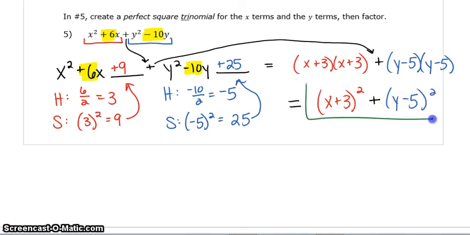And this is my answer. I have completed the square twice, once for the x's, once for the y's, and I now have my final answer. So when you come into class next time, we will be applying this algebra topic to our current geometry unit.